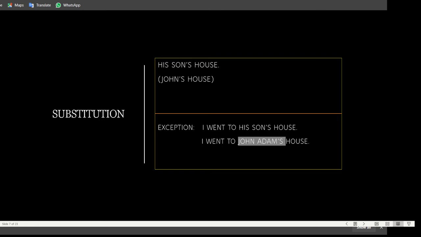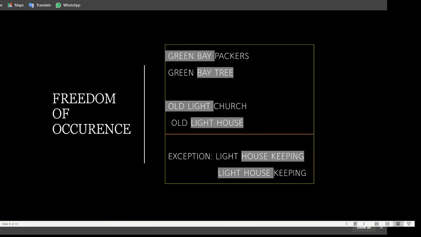Now, moving on to the second aspect, and that is freedom of occurrence.